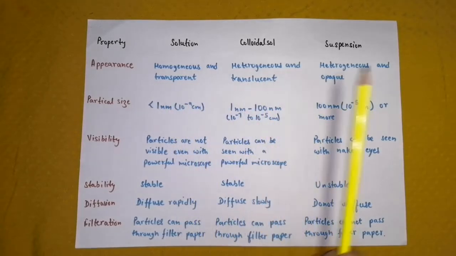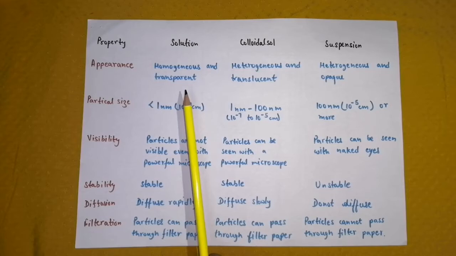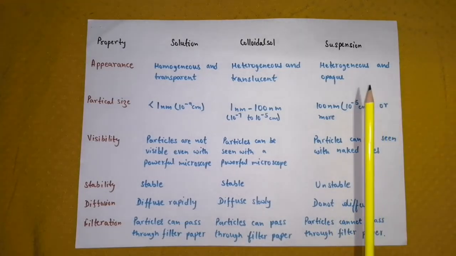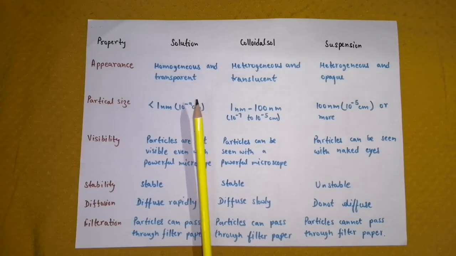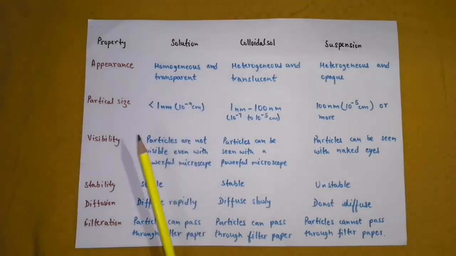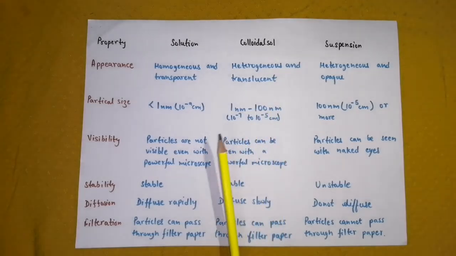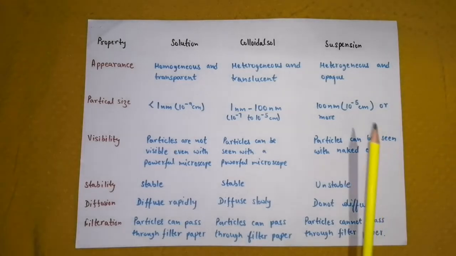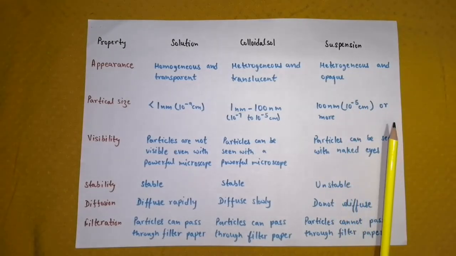Solution, colloidal solution and suspension. Solutions are homogeneous and transparent in appearance. Colloidal solutions are heterogeneous and translucent. Suspensions are heterogeneous and opaque. Solutions have particle size less than 1 nanometer. Colloidal solutions have size between 1 nanometer and 100 nanometer. Whereas suspensions have a size of 100 nanometer or more.